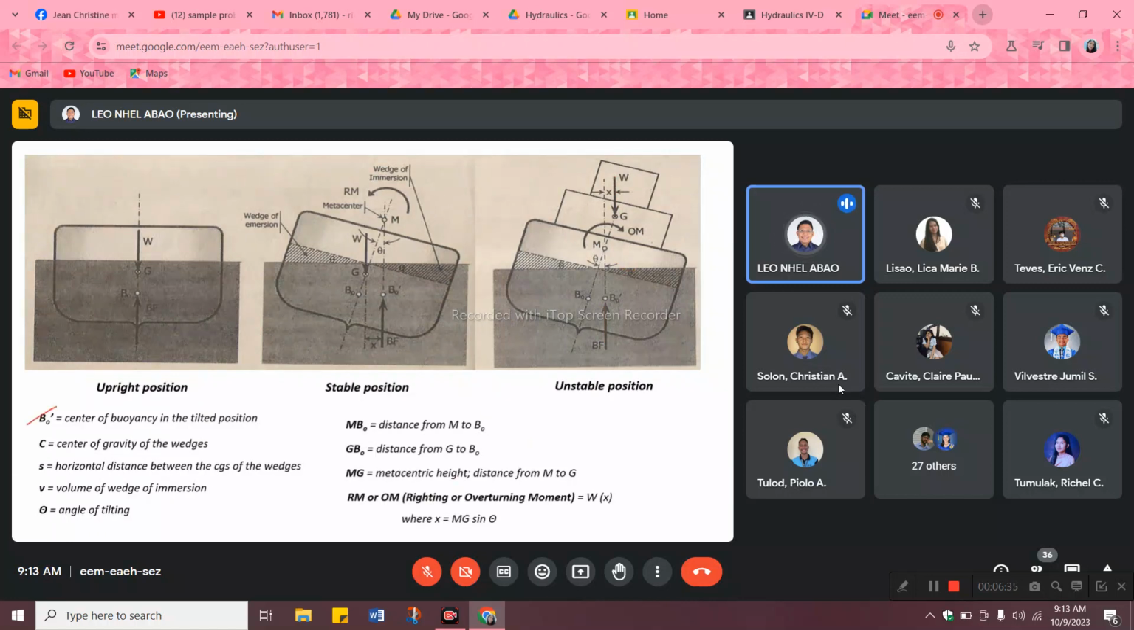We have the BO prime, the center of buoyancy in the tilted position. We have the angle of tilting. We have here the MBO. Now the MBO, class, is the distance from the metacenter to the center of buoyancy. Okay, the GBO is the distance from the center of gravity to the center of buoyancy.